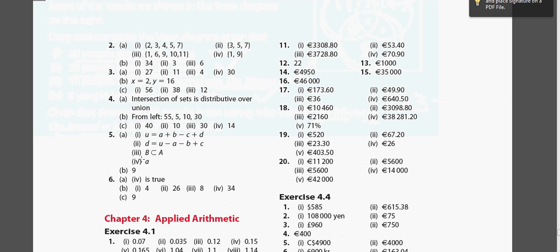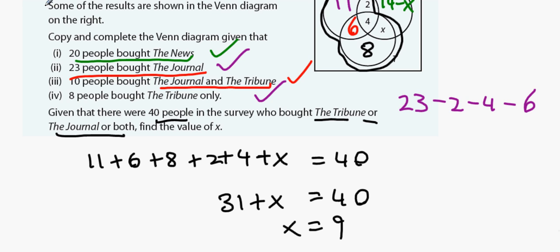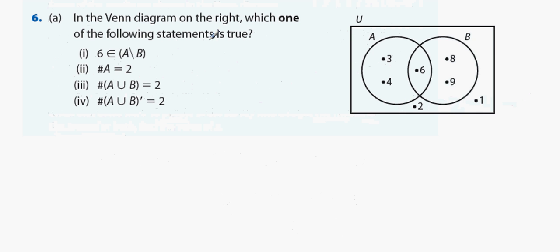Okay, x is 9. So that's the second last question now. Last question. Which of the following is true or false? 6 is an element of everything that's inside of A that's not inside of B. We're going to go for false because 6 is inside of B.